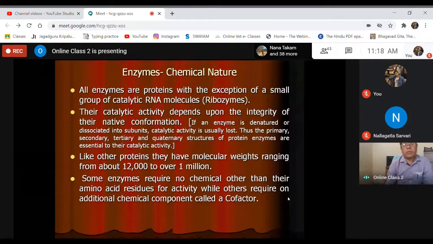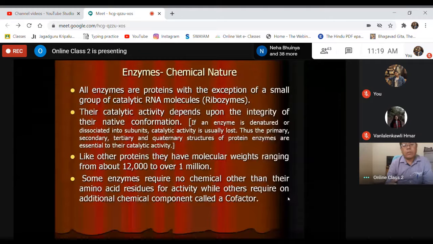We know that in case of the proteins or the nucleic acids, the native conformation is maintained by many forces. Okay, so that is the secondary, tertiary, quaternary structure of these proteins. It has to be maintained. Then, if the protein contains more than one subunit, then the quaternary structure has to be maintained.